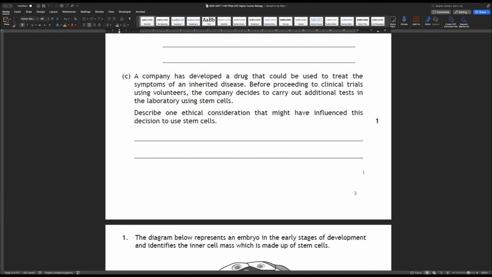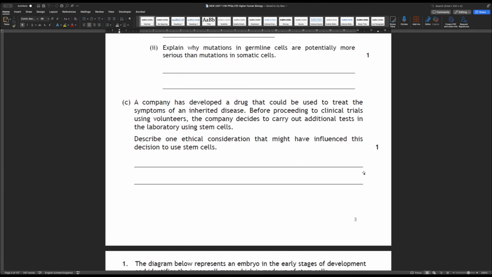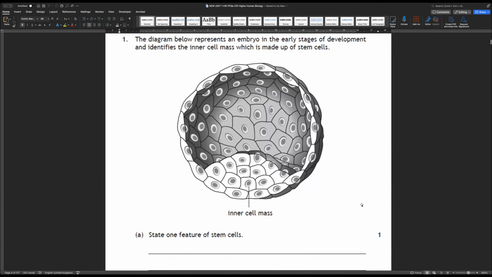They might also have considered, to be honest, the use of stem cells, i.e., the fact that it results in the destruction of the embryo as well. Is it right to destroy the embryo in order to use these stem cells? So, therefore, that would have been another perhaps ethical consideration that would have influenced their decision there. Okay, so that was a question there, and hopefully that section 2 question seems straightforward after going over it.